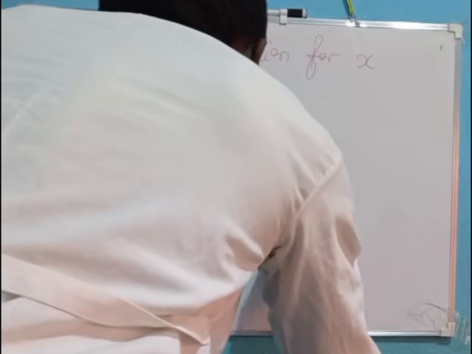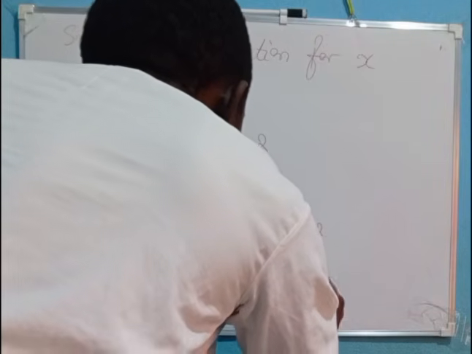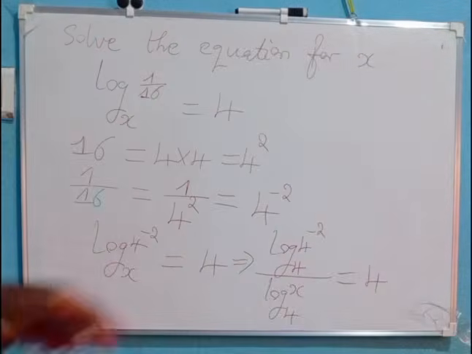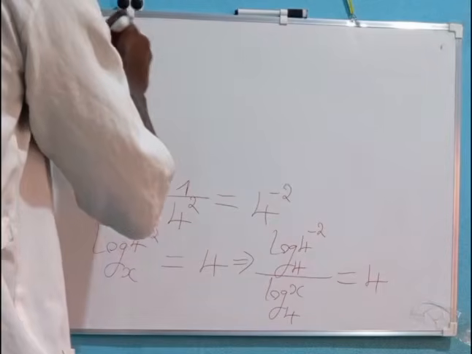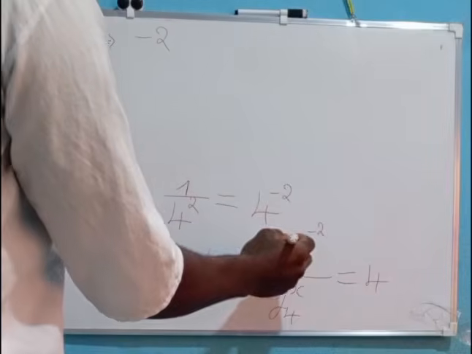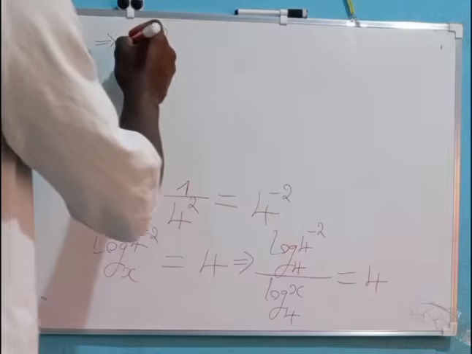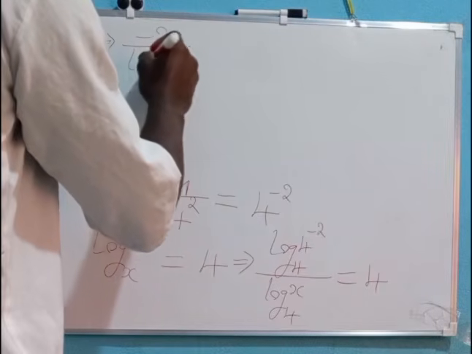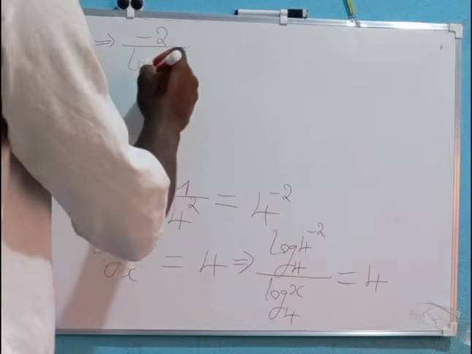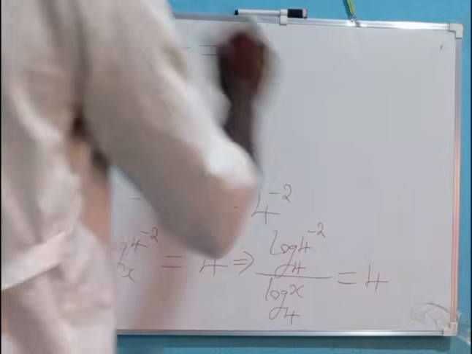Then the log of 4 raised to the power negative 2 base 4, all over the log of x base 4, is equal to 4. Then we can send out this power. It gives us negative 2 times log 4 base 4. Log 4 base 4 is equal to 1. Negative 2 times 1 remains negative 2, all over the log of x base 4 is equal to 4, which can be expressed as 4 over 1.